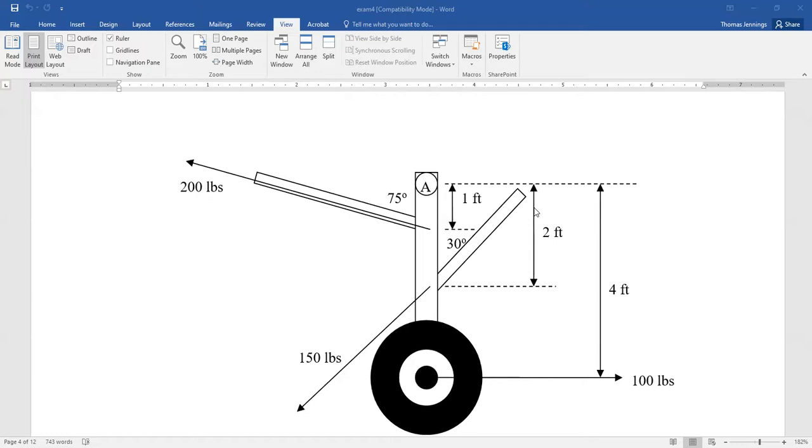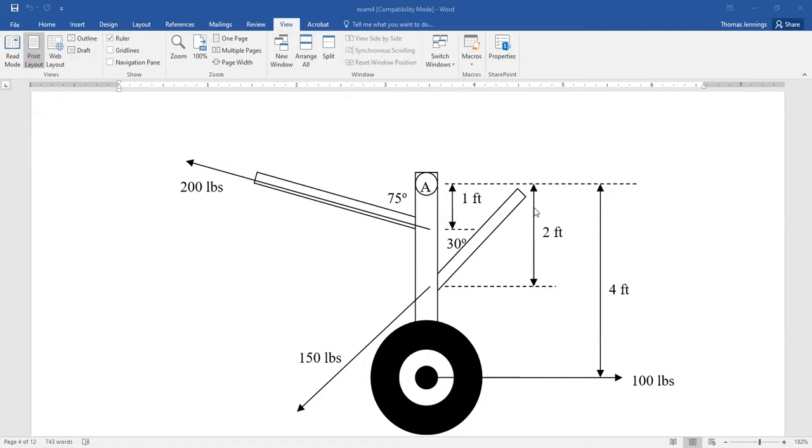So the real trick to this problem, there's really not an equilibrium to solve or anything like that. All this problem is, and it's not really worth a whole lot of points, I think this one's worth like 5 or 7 points, something like that, is just to see if you can calculate moments in different situations. So that's pretty much it.